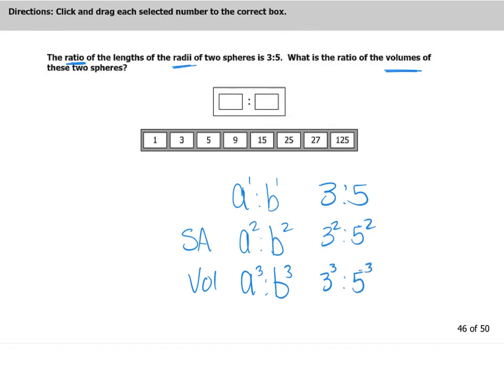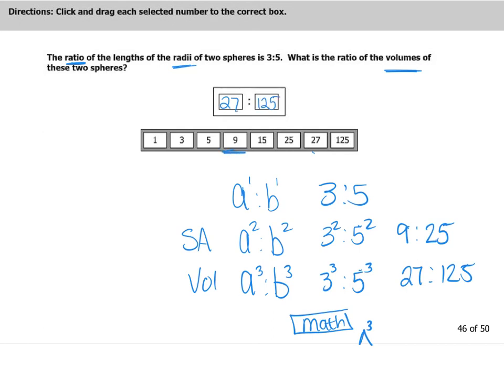So let's figure out what this is. This one will be 9 to 25, and this one will be 27 to 125. And again, you can use your calculator and go to the math key and raise this to the third power to get your answer. So 27 we will put right here, and 125.